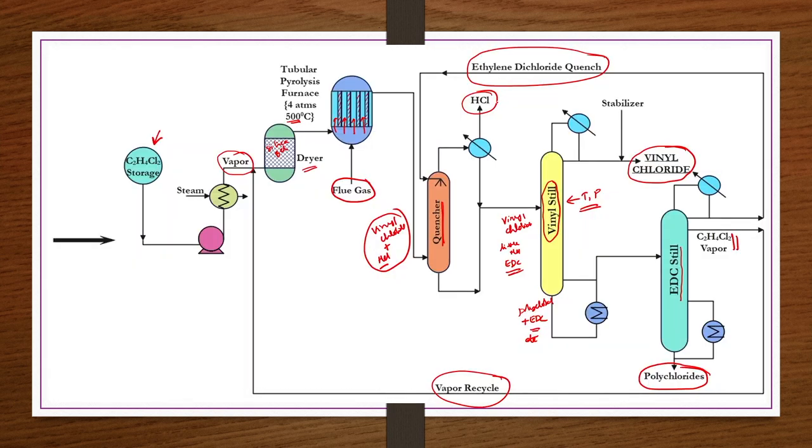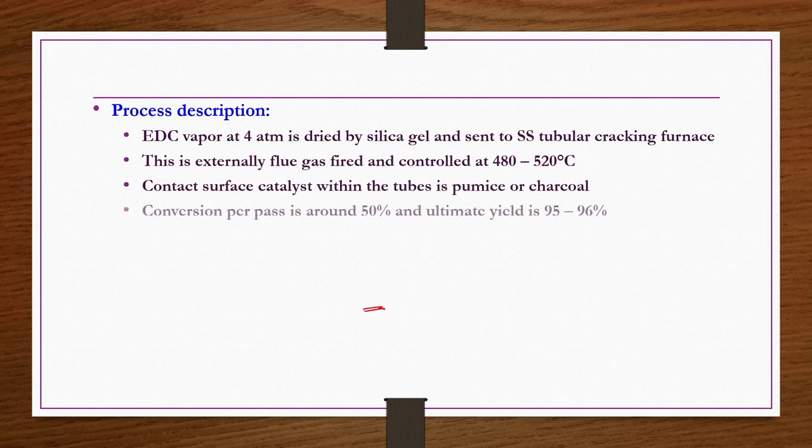What does it mean? Whatever HCl you get, you can take it to the plant where acetylene is available and react it with this acetylene, and then also you get vinyl chloride. This is the second process we are going to discuss. So whatever HCl is produced here can be utilized in such a way that if you react it with acetylene, you get vinyl chloride as well.